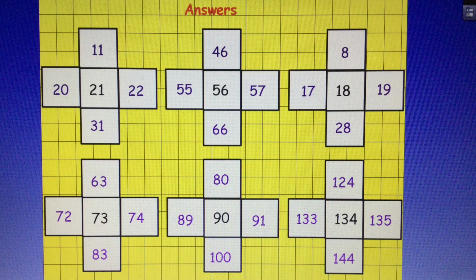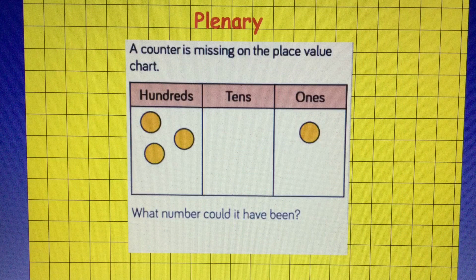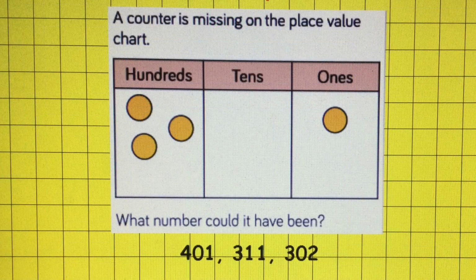Here are the answers. How did you get on? A counter is missing on the place value chart. What number could it have been? You could have added the counter to the hundreds column, which would have made it 401. You could have added the counter to the tens, which would have made it 311. Or you could have added the counter to the ones, which would have made it 302.